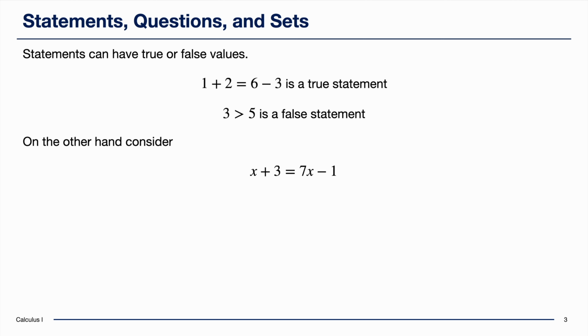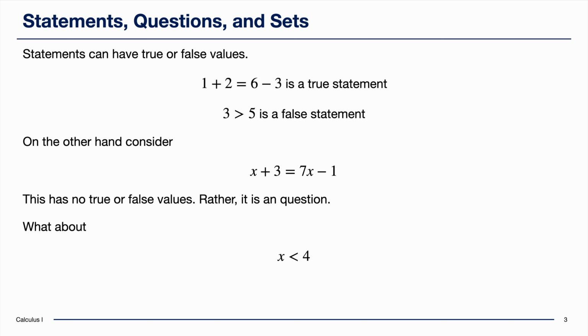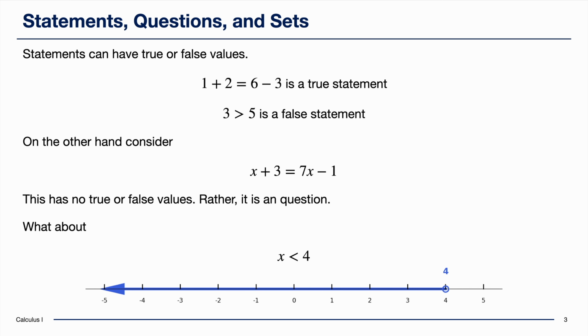Now what about x plus 3 is equal to 7x minus 1? This has no true or false values, rather it's a question. The question is, can you find a value of x such that this is a true statement? Now let's consider x is less than 4. What values of x make this inequality a true statement? Well, in this case, we have the open interval negative infinity to 4. All these values of x will satisfy this inequality and make it a true statement. So inequalities involving x specify a set of real numbers.